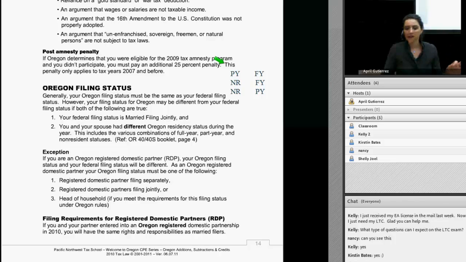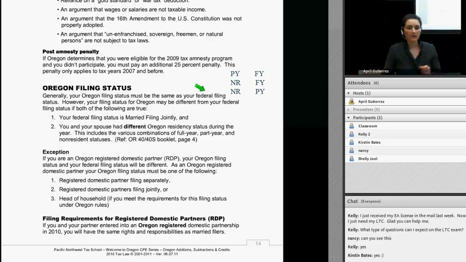And in order to have a different residency status than your spouse, you have to have one of these combinations. That is, that one of you is part year while the other was full year. Or one of you was a full year non-resident while the other was a full year resident. Or one of you was a non-resident all year and the other was a part year resident.